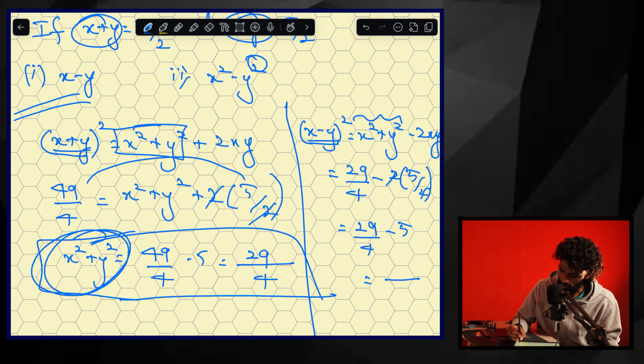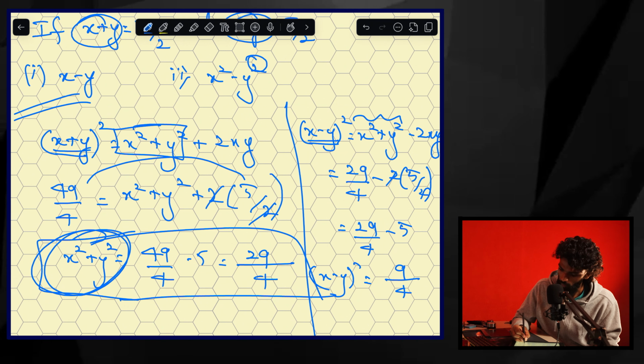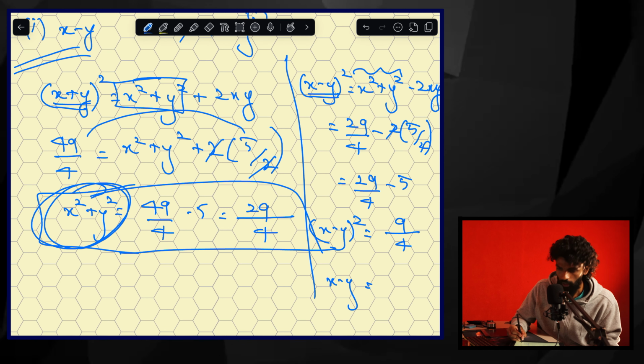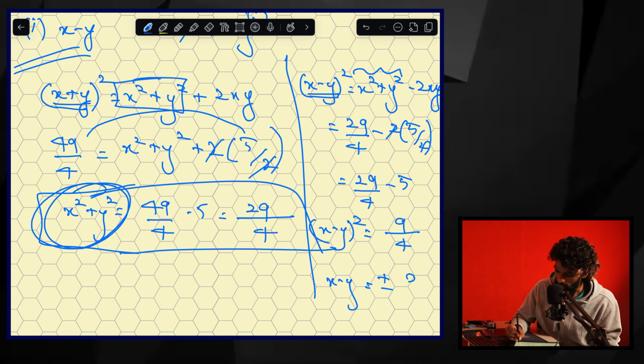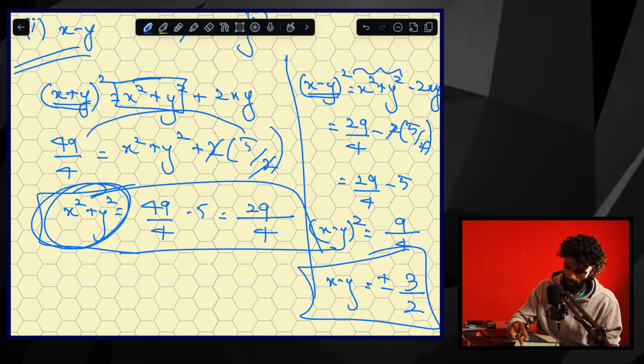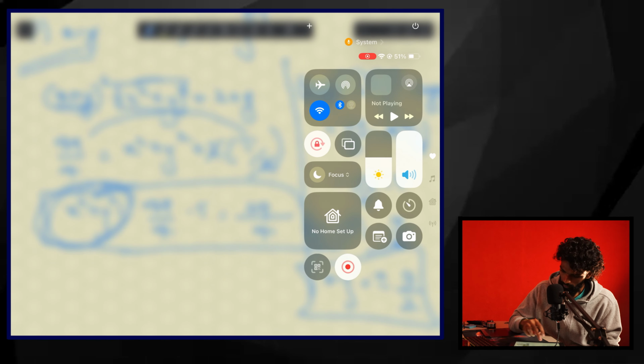You will take LCM here. 9 by 4 is your answer for x minus y, the whole square. But I only wanted x minus y, so I'll take the root of it. Since I'm taking the root, it becomes plus or minus. Root 9 is 3, root 4 is 2. The answer is x minus y equals plus or minus 3 by 2. Okay, that's your hint there.